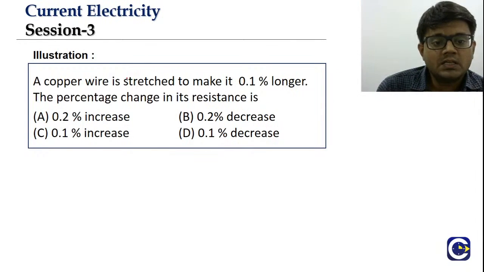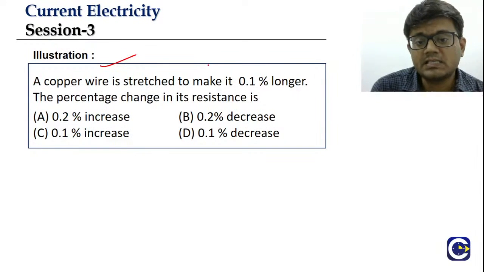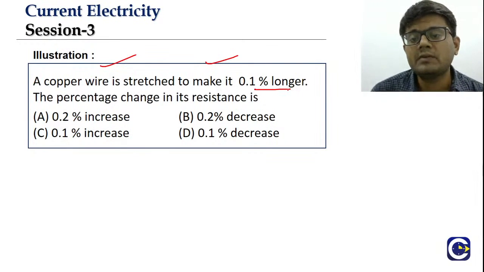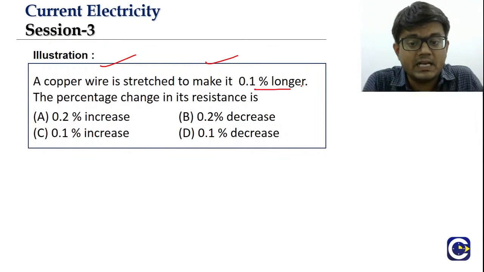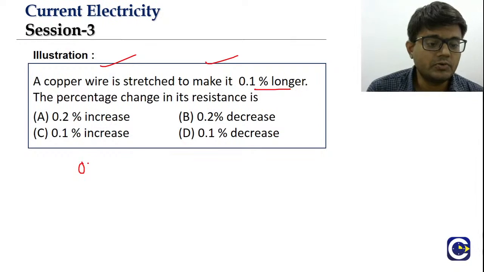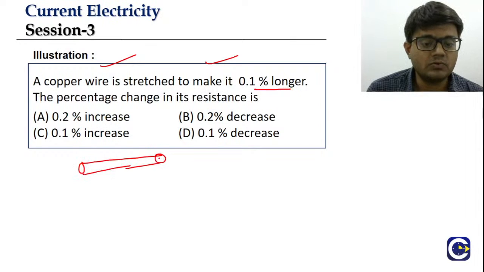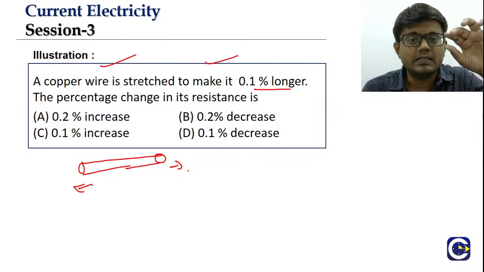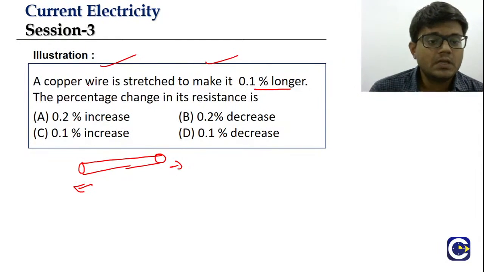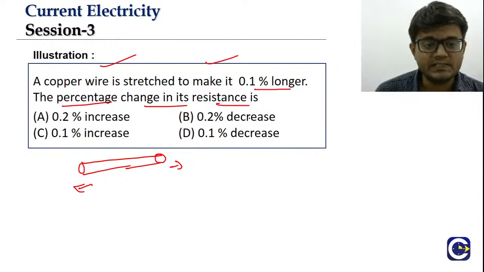The copper wire is stretched to make it 0.1% longer. So the copper wire, we were stretching it. When you stretch it, the area of cross section changes, the way we were looking before. When you stretch a copper wire, the area of cross section will be decreasing. Based on the relation, we have to tell what is the percentage change in its resistance.